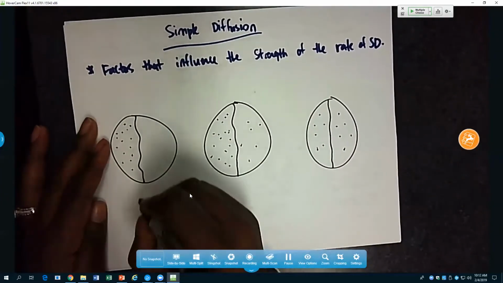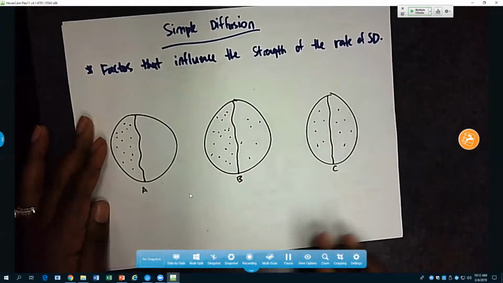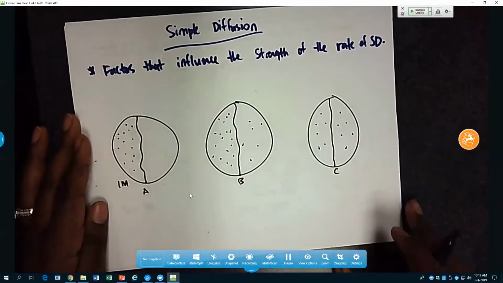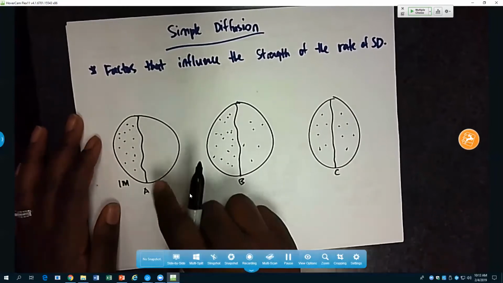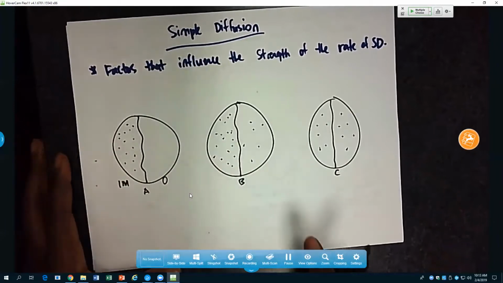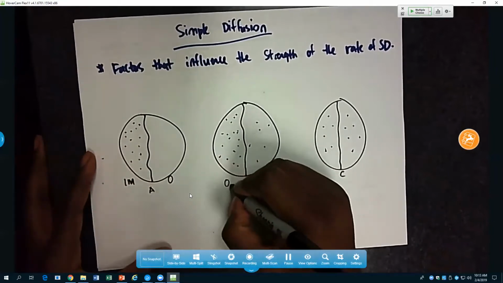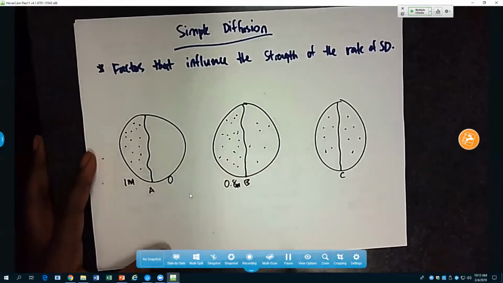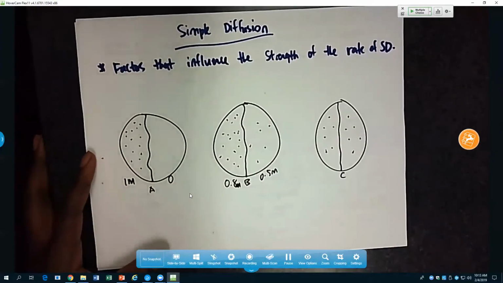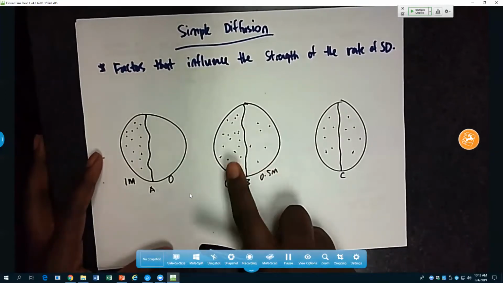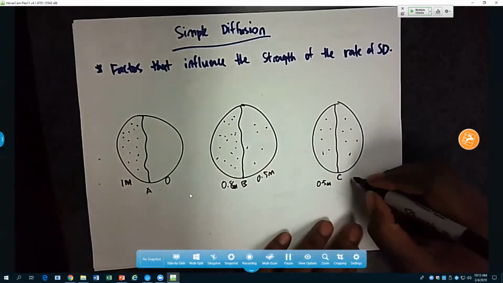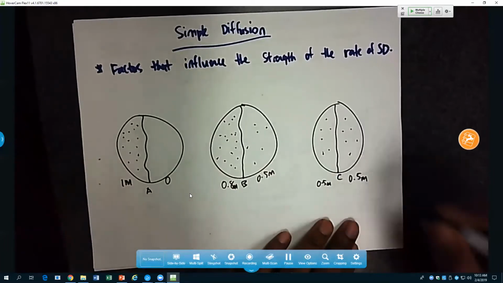Okay, so in scenario A, we have, let's say, 1 mole of particles on one side, and on the other side we have 0. So this will be plain water. This has no solutes. In scenario B, we have about 0.8 moles on the left, and then let's say 0.5 moles on the right. So we have a little bit less than on the left. And then in scenario C, we have about 0.5 moles on the left, and then an equal amount, 0.5 moles on the right as well.